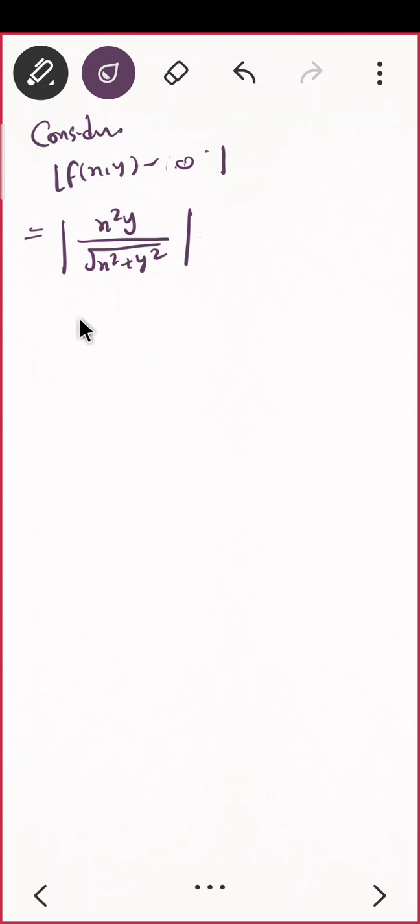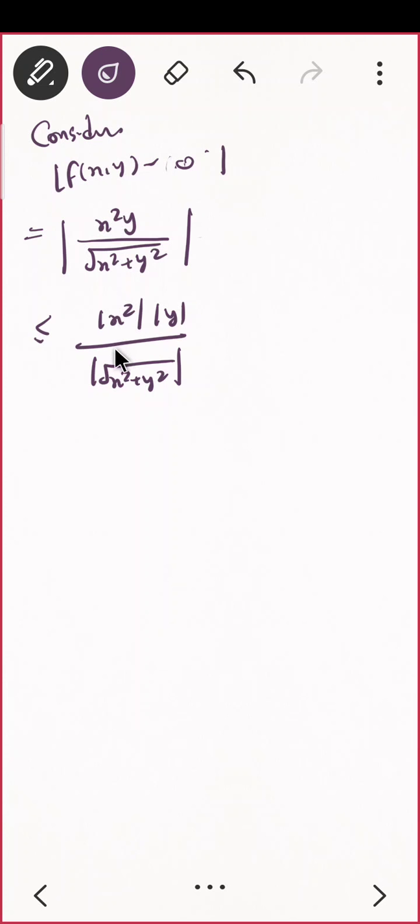Mod of this is less than or equal to mod x square mod y upon mod of square root of x square plus y square. Can I do that? Do you remember the property of mod? Correct. And here the mod does not matter because x square is already positive, so you can ignore this mod.